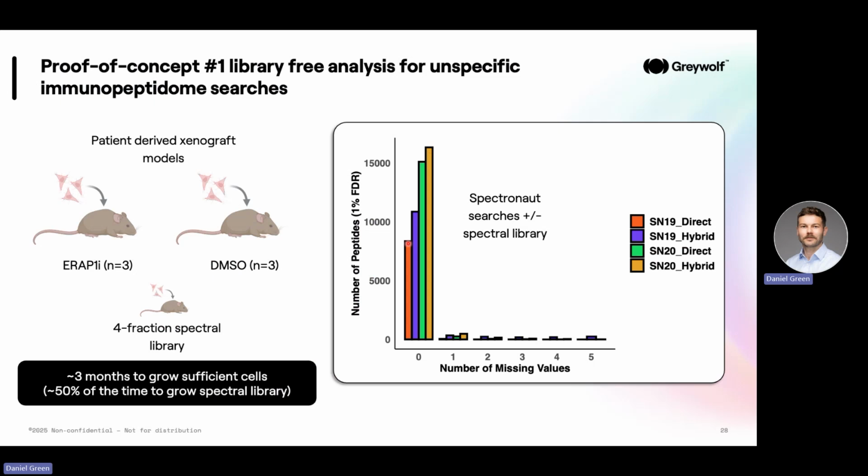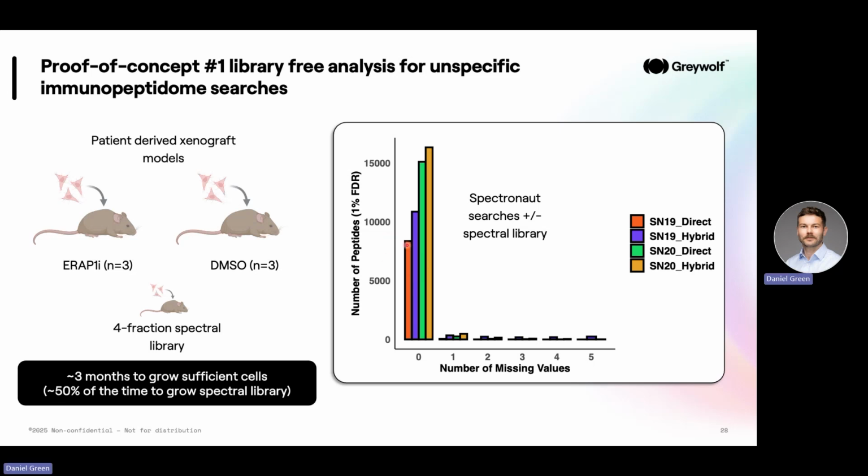So these are patient-derived xenografts implanted in mice. And for these particular experiments, and I'll show two of them, it took us about 3 months to grow sufficient cells just to make the spectral library alone. And that equated to about 50% of the time of the total experiment.